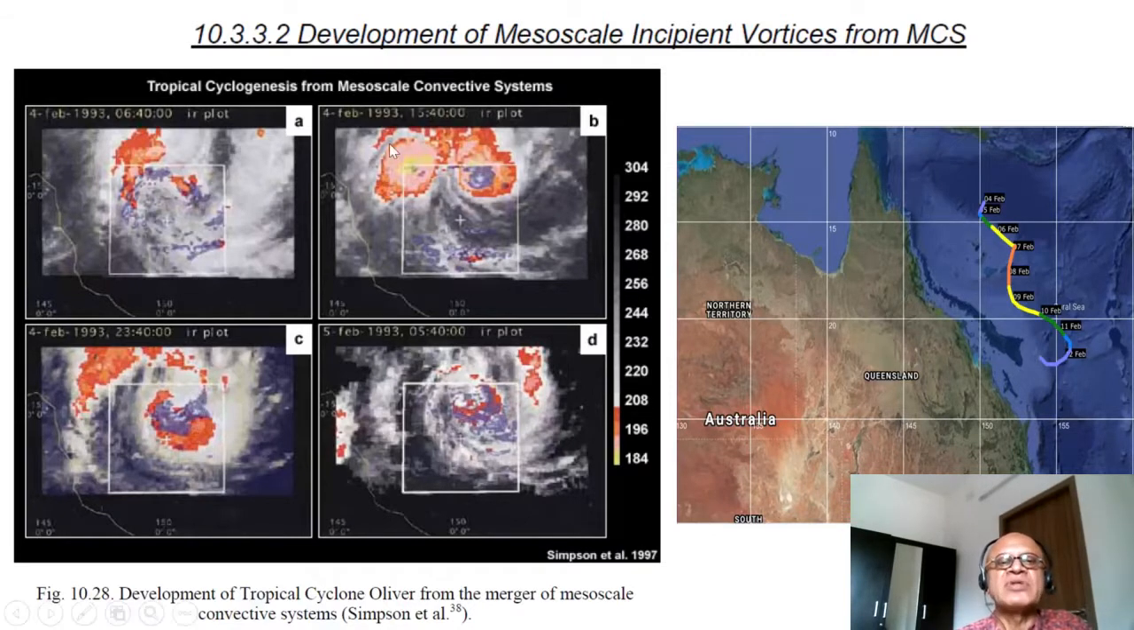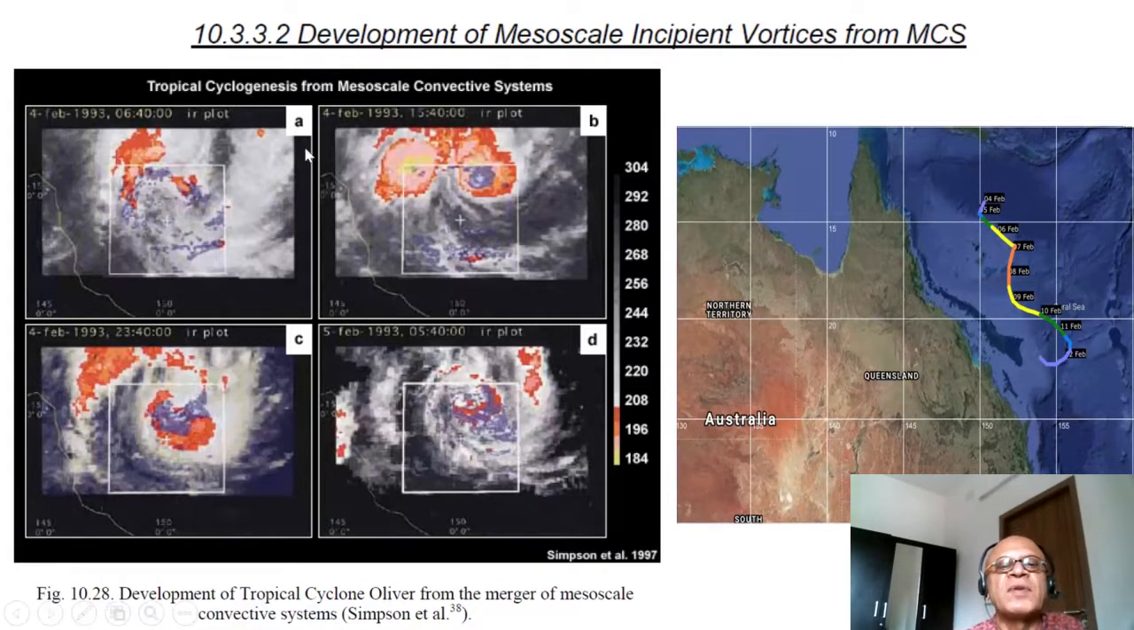So this is an example of tropical cyclone Oliver that happened, I think, in 1993 off of Australia, and you can see here 4th February it originated deep in the tropics in the warm pool. In February the sun is to the south, so the warm pool is to the south, and then it evolved and went through various categories before reaching down here and disappearing. And it seemed to have evolved from a cluster of mesoscale convective systems.